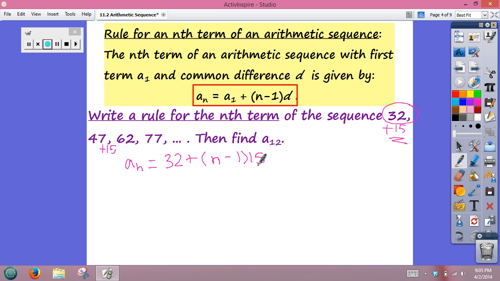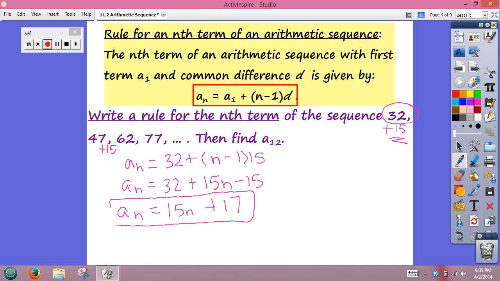We're going to distribute that 15. So we're going to get a_n equals 32 plus 15n minus 15. Simplifying, we get a_n equals 15n plus 17. Notice, once again, we have it in the form that we like, y equals mx plus b, m being our d, or common difference, which was 15.